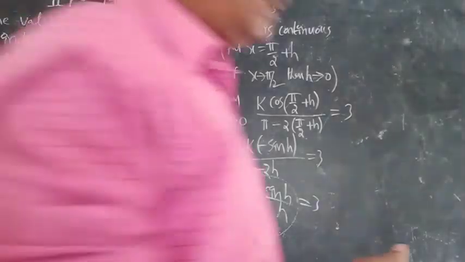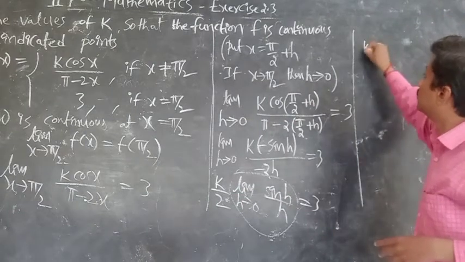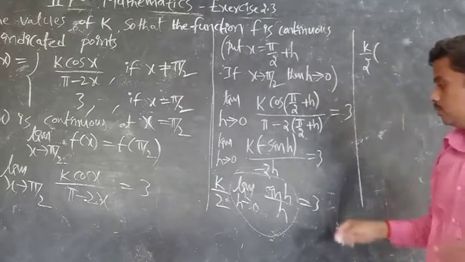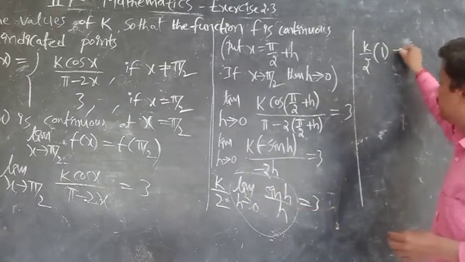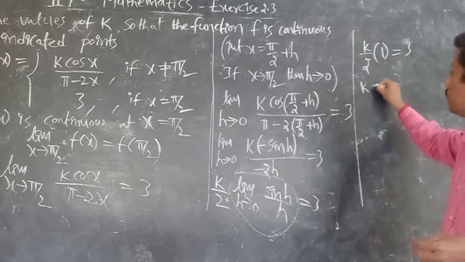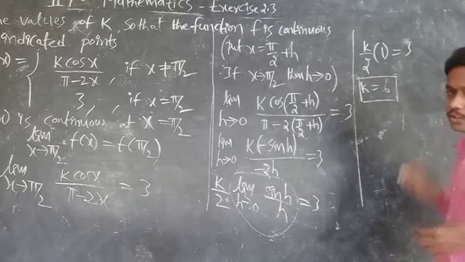See here, k by 2. So k by 2 into 1. Limit h tends to 0 sin h by h is what? 1, is equal to 3. So therefore k is equal to what? 2 threes are 6. K is equal to 6. So k is equal to 6.